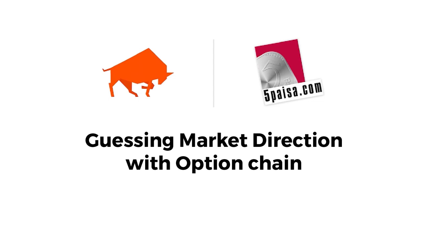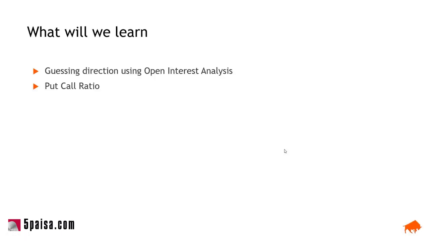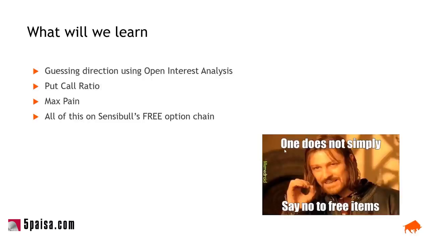So let's go right into an option chain. This webinar will cover how to guess direction using open interest analysis. We'll briefly touch upon put call ratio again from a point of view of guessing direction purely. We'll talk about max pain, and we'll do all of this on Sensibull's free option chain.